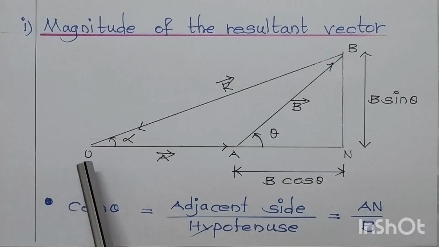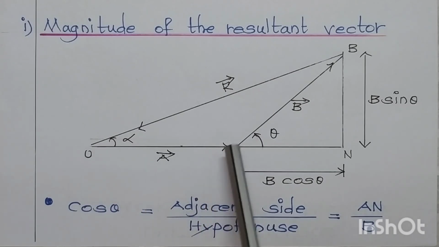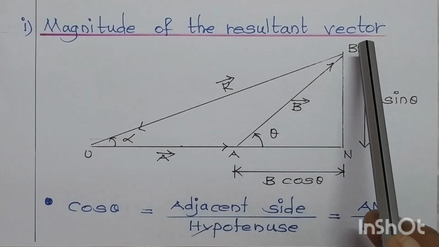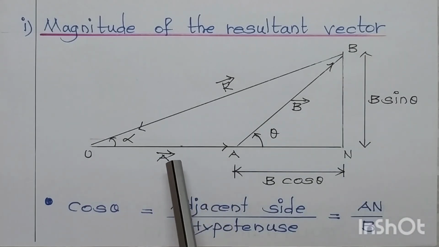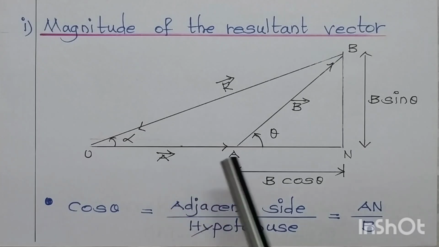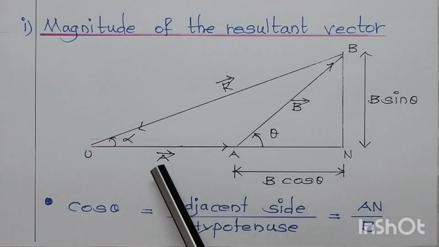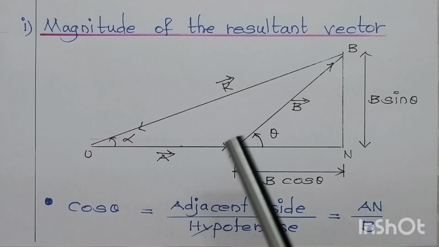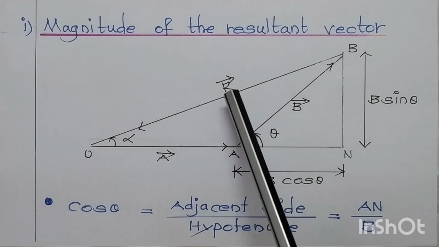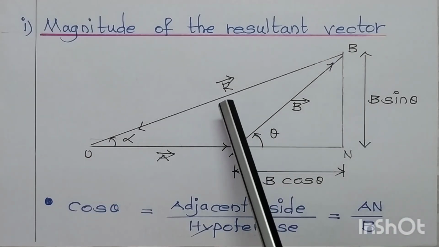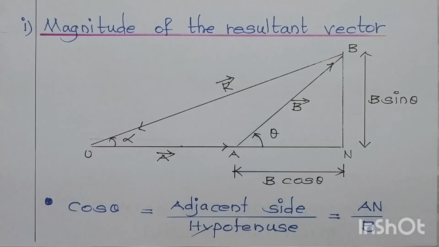Now let us consider this triangle, not the whole one, OAB. The side OA is represented by the vector A vector and AB is represented by B vector. Now the resultant, in other words the addition of these two vectors, is represented by the third side of this triangle, this one OB. This is called resultant vector, so it is denoted by capital R vector.